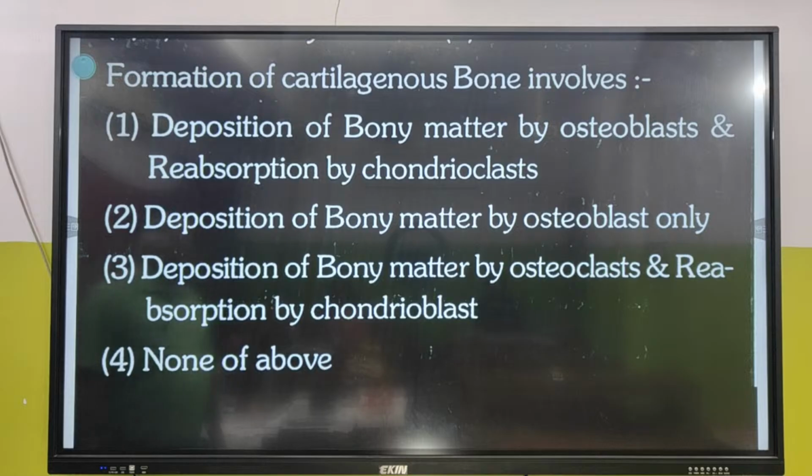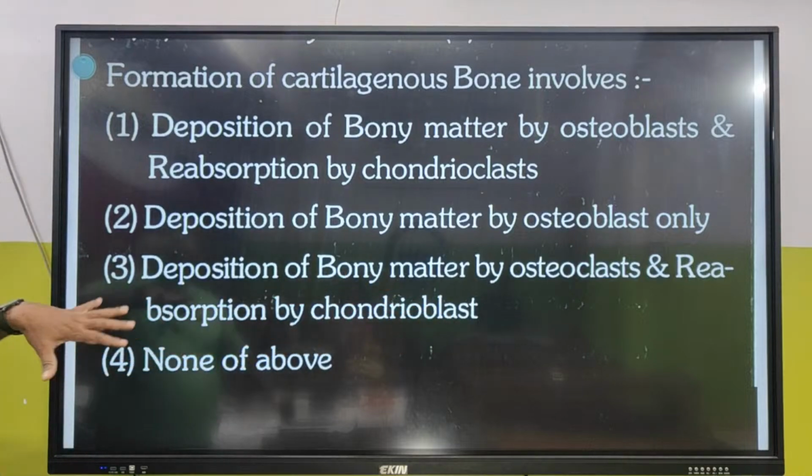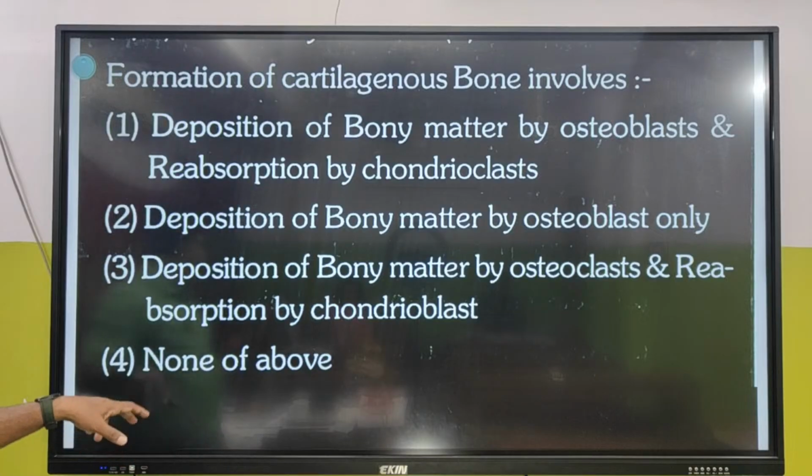Formation of cartilaginous bone involves. Just have a look. Bony matter by osteoblast and reabsorption by chondroclasts. Reabsorption by chondroclasts. I think 3. Deposition of bony matter by osteoclast. Clast is destroyer. No. The answer is A.